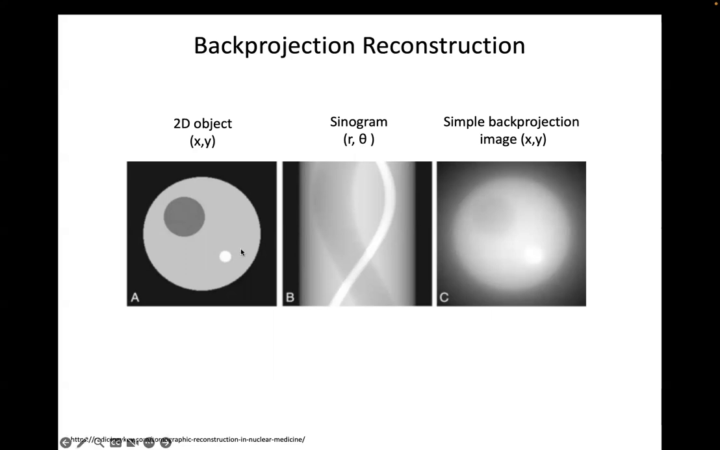And you can see that, with a very simple object like this, you can see the features in the sinogram that represent these objects, right? As you rotate around and get different angular views of this object, the position of this source modulates just like a sine wave as we go around, as does the position of this larger dark source here.